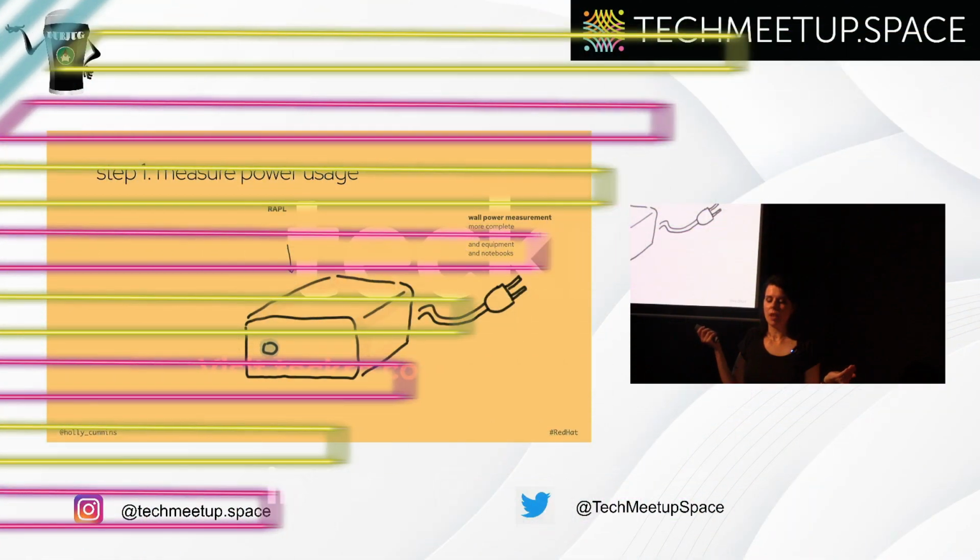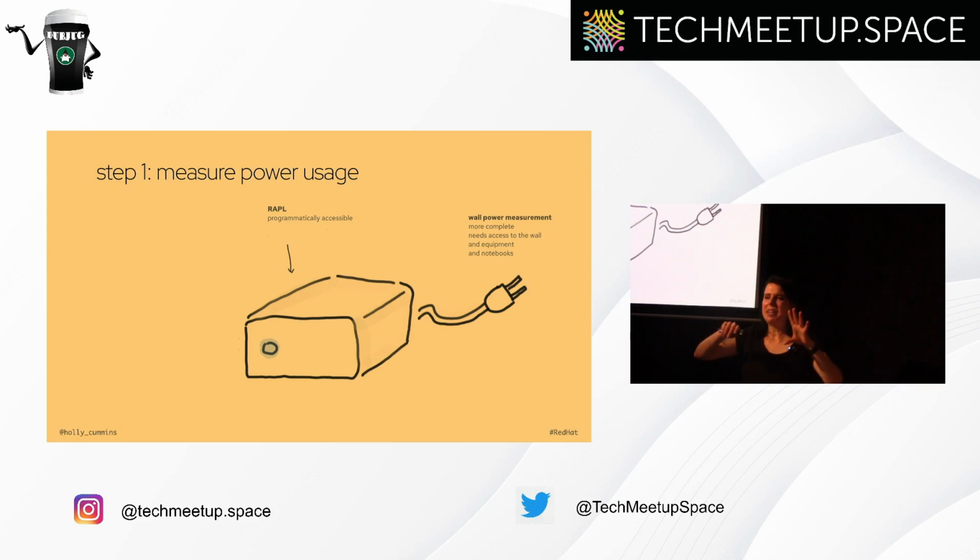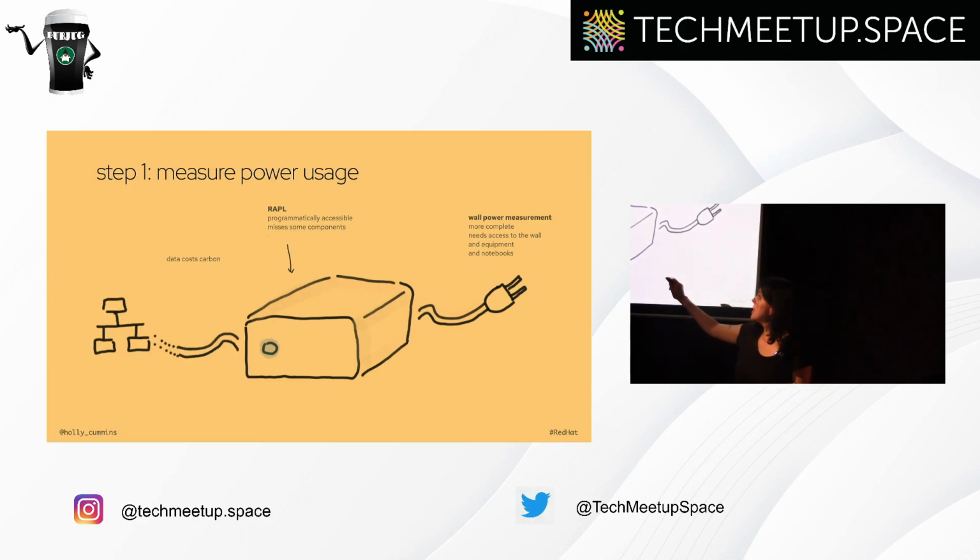...is using. So this is nice because you can access it programmatically. If you're doing some benchmarking or monitoring, you can hook it in so you get all of your information in one place. It's not bad. One thing that both of these will exclude is the cost of your network traffic, because data costs carbon. So that's something to bear in mind.